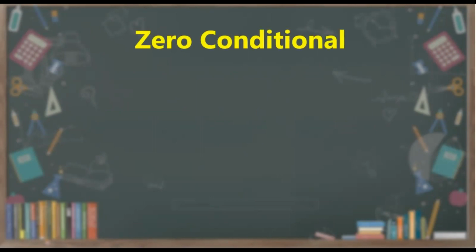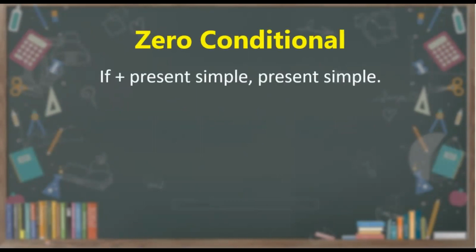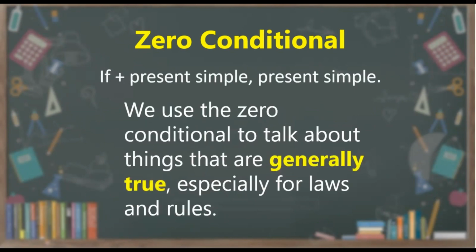Zero conditional. This is the easiest of all. We use the zero conditional to talk about things that are generally true, especially for laws and rules. We can make a zero conditional sentence with two present simple verbs, one in the if clause and one in the main clause. The structure is written here, if plus present simple and present simple. It is very important to remember that this conditional is used when the result will always happen.